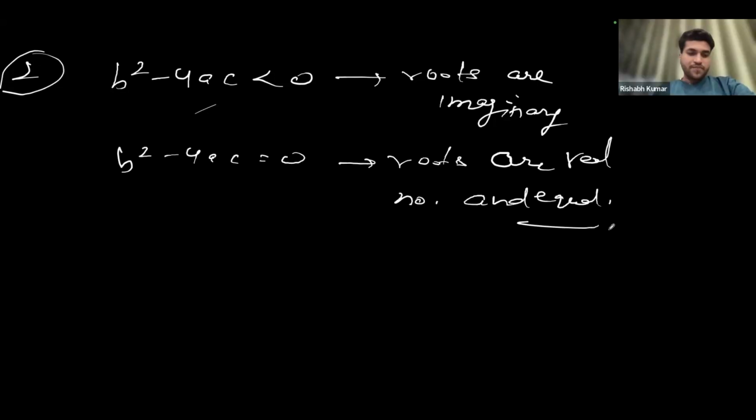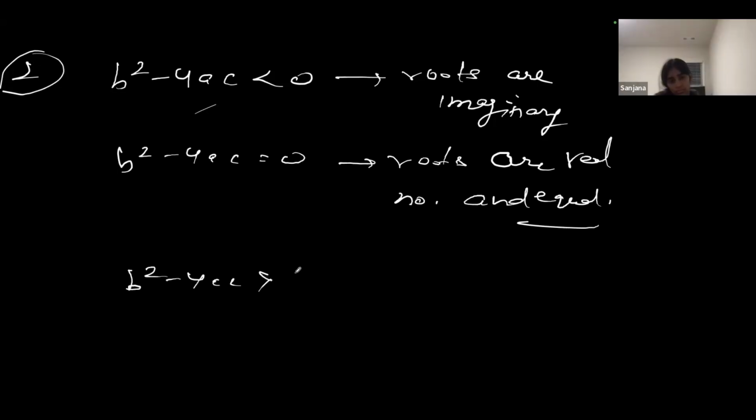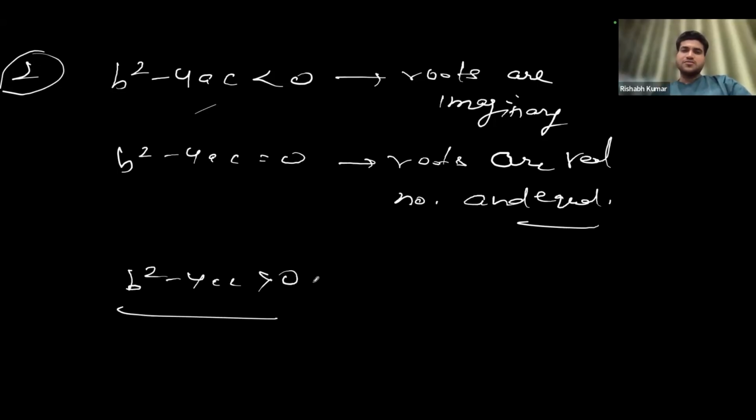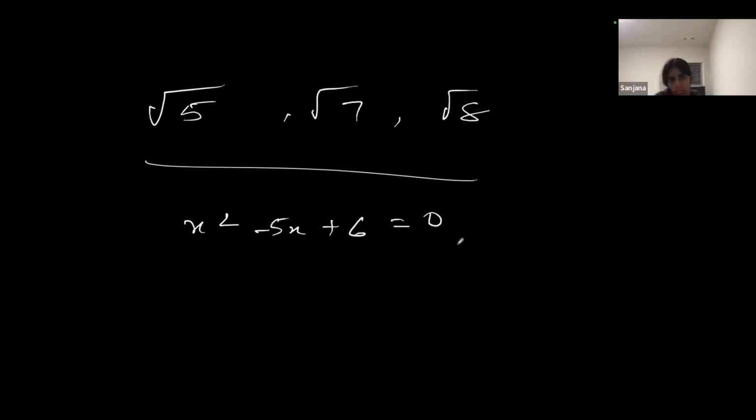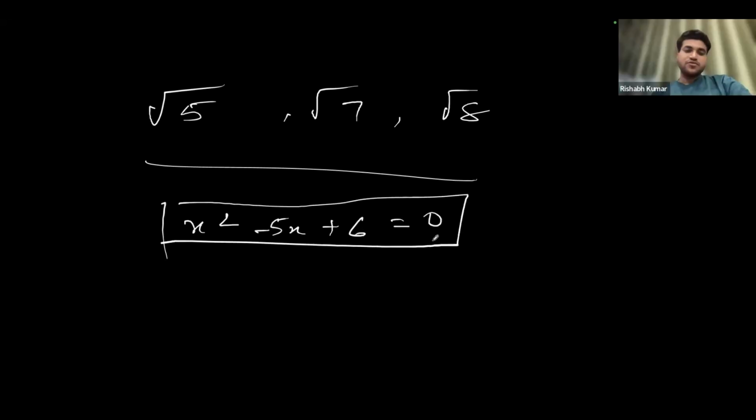Any confusion? No. And third, we can have the case where the number is greater than 0. If it's greater than 0, it's fine: we can have positive values in the root, like root 5, root 7, root 8. Then we are having real and unequal roots. Let's say x square minus 5x plus 6. Try to find the roots using the formula.